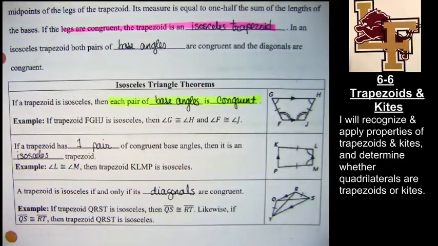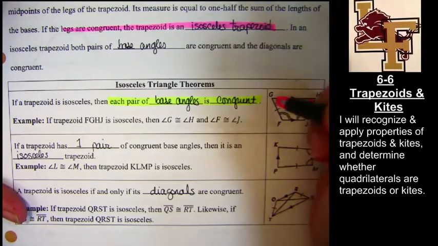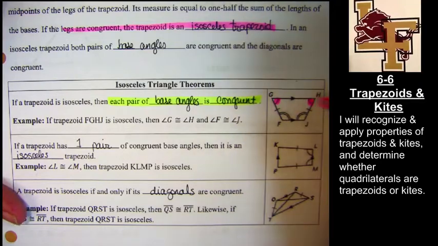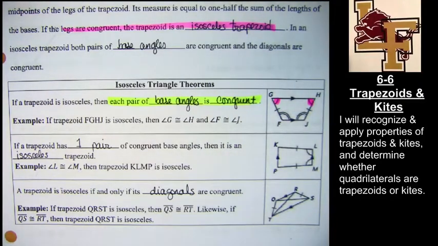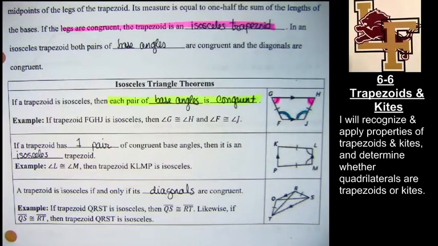Okay? So in our trapezoid, if we know that it is an isosceles trapezoid, I'm having all sorts of issues with my pens up here. I'm so sorry. There you go. If I know this thing is an isosceles trapezoid, I know that the base angles are going to be congruent. So those 2 are definitely congruent, and these 2 are definitely congruent. Okay?